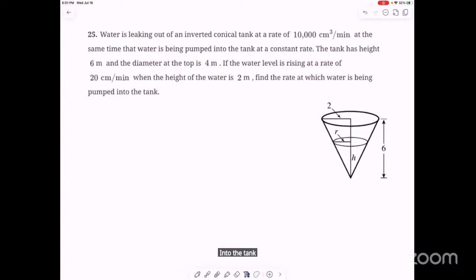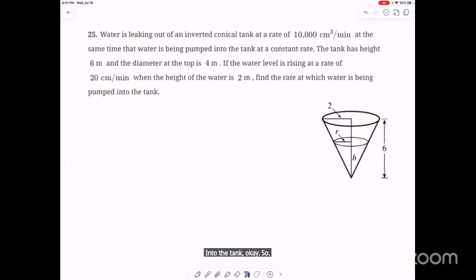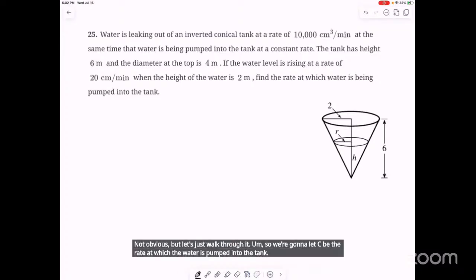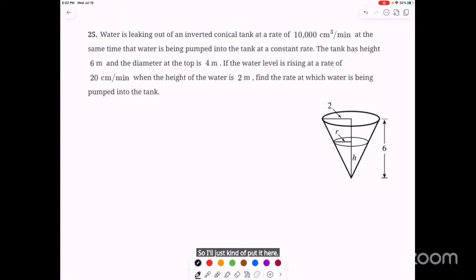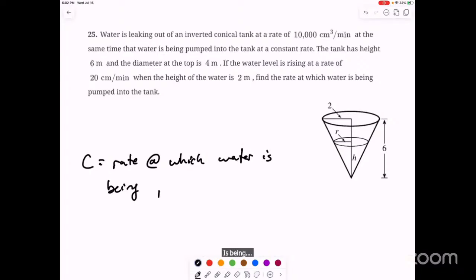Okay. So, not obvious, but let's just walk through it. So we're going to let C be the rate at which the water is pumped into the tank. C is the rate at which the water is being pumped into the tank.